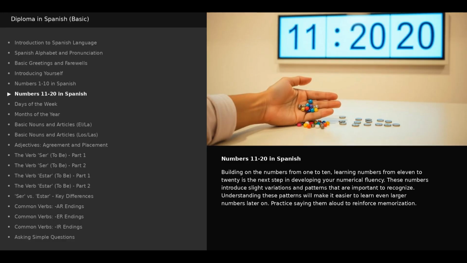Numbers 11 to 20 in Spanish. Building on the numbers from 1 to 10, learning numbers from 11 to 20 is the next step in developing your numerical fluency. These numbers introduce slight variations and patterns that are important to recognize. Understanding these patterns will make it easier to learn even larger numbers later on. Practice saying them aloud to reinforce memorization.